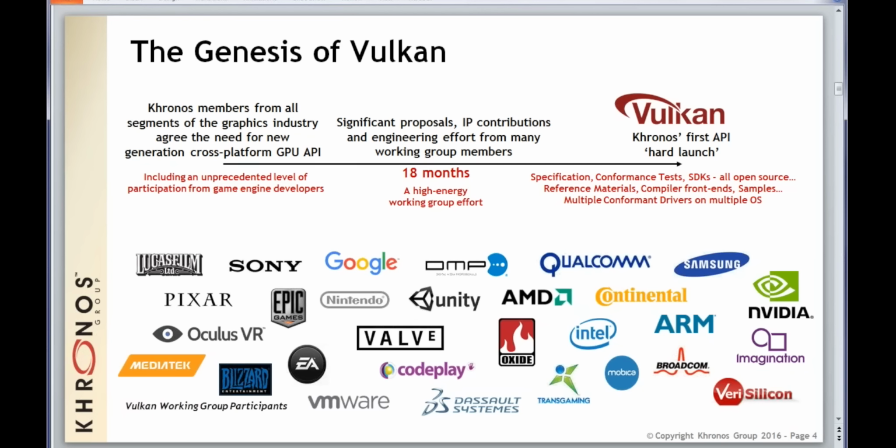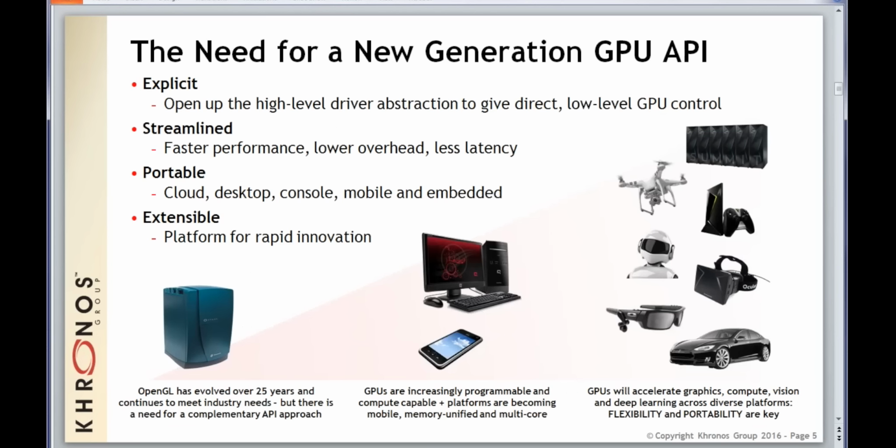So what was Vulkan trying to achieve? If you look back for when OpenGL, the previous generation API, launched 25 years ago, the world was a very different place. Now, OpenGL is not going away, and Khronos is actively evolving OpenGL and OpenGL ES, but there's definitely the need for a new approach to an API that complements the well-proven OpenGL.